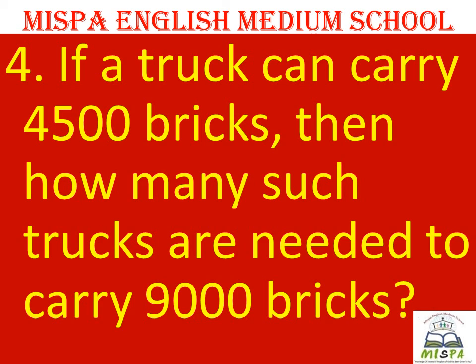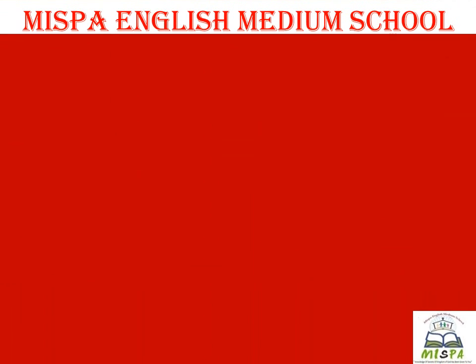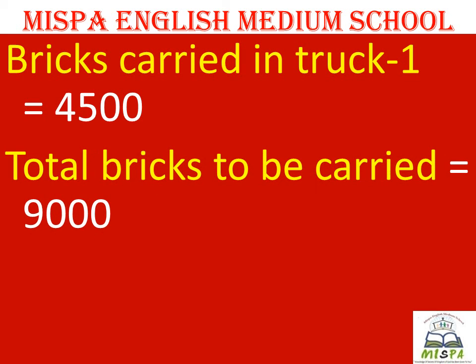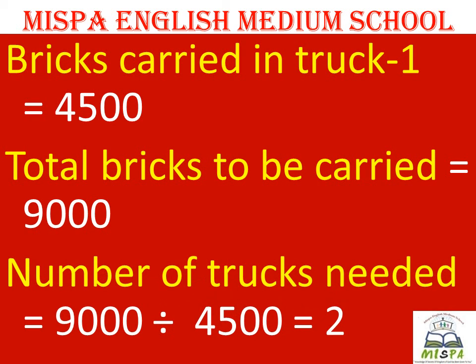Question number 4. If a truck can carry 4500 bricks, then how many such trucks are needed to carry 9000 bricks? Bricks carried in truck 1 is equal to 4500. Total bricks to be carried is equal to 9000. Number of trucks needed is equal to 9000 divided by 4500, that is equal to 2.